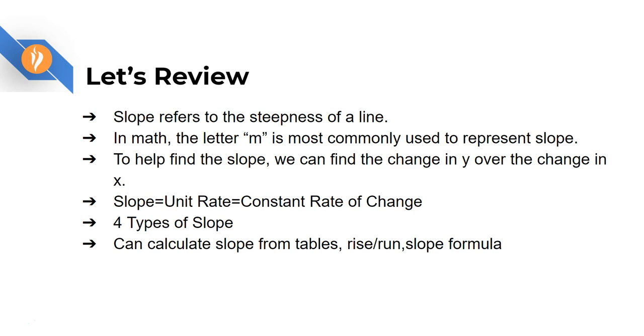We talked about the 4 types of slope: positive, negative, 0, undefined. Remember, you can always think about my ski slope when you're thinking about that. And then we talked about how you can calculate slope from tables, from using rise over run, to similar triangles, to the slope formula. There's lots of different ways that we can calculate slope depending on what we're given.